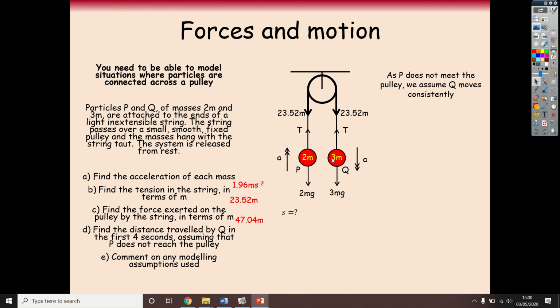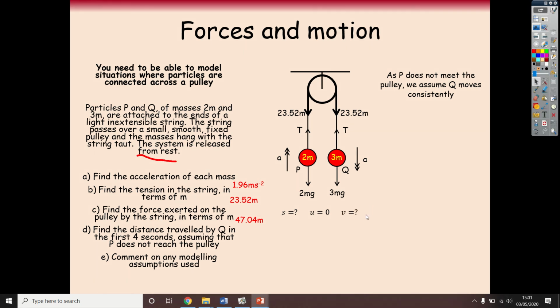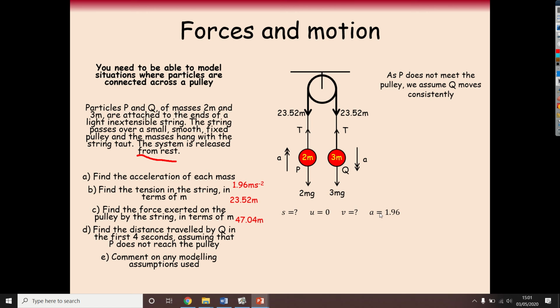So let's think about particle Q. S is the thing we want, the distance. U is 0, and we know that because it says initially it's at rest. Okay, we're releasing it from rest, so U is 0. V is, well, we don't really care. I don't need that because I've got enough information with A, which is 1.96, and T, which is 4 seconds, and we can use these 4 values here. So there's the equation for those 4. I can plug my values in. Calculate, and there's your distance. Okay, so that's how you work that out.